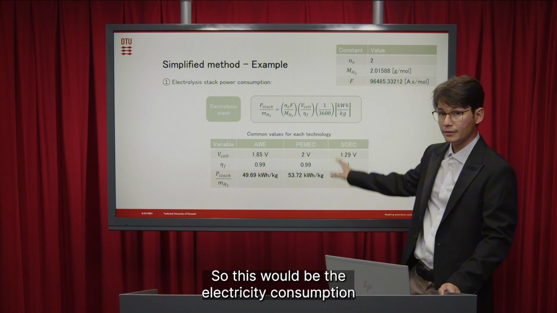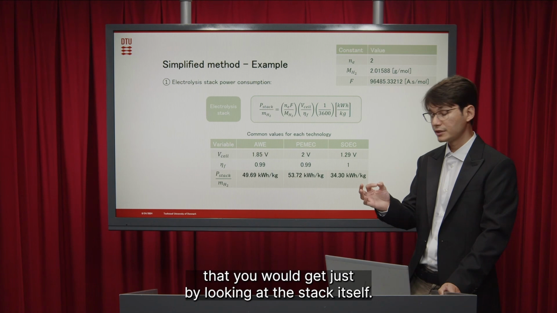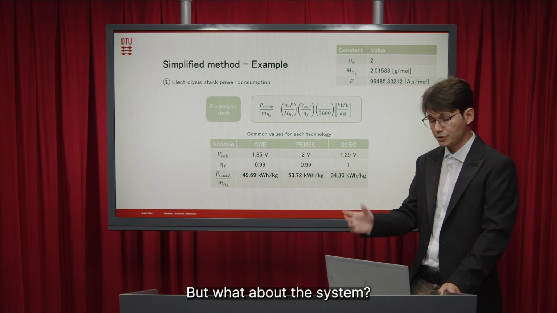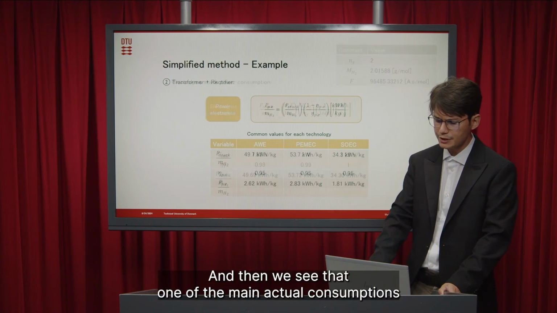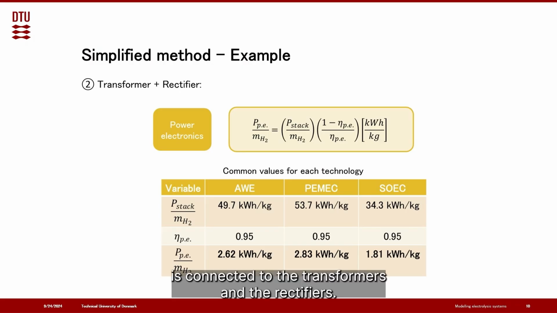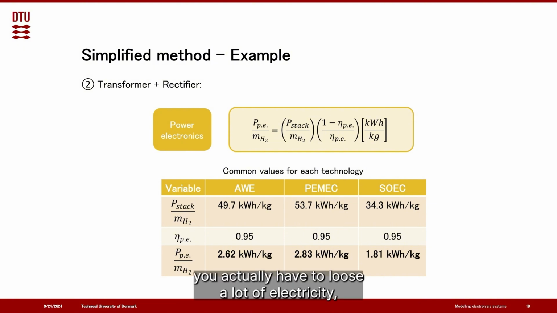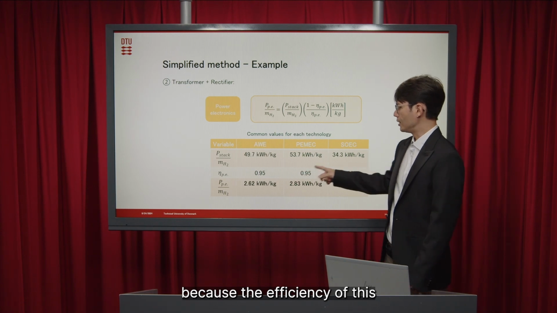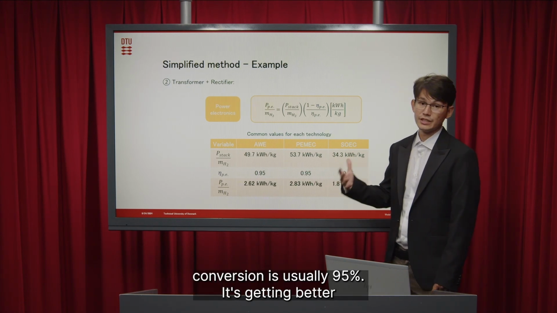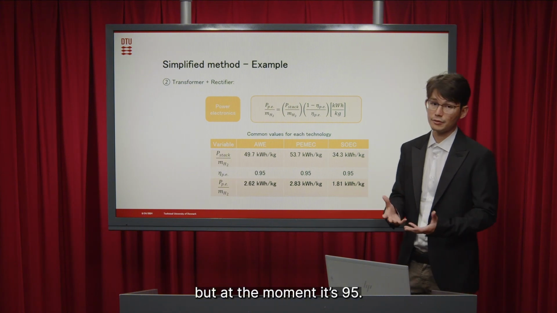So this would be the electricity consumption that you would get just by looking at the stack itself. But what about the system? And then we see that one of the main consumptions is connected to the transformers and the rectifiers. To convert the AC to DC current, you actually lose a lot of electricity because the efficiency of this conversion is usually 95%. It's getting better, but at the moment it's 95.